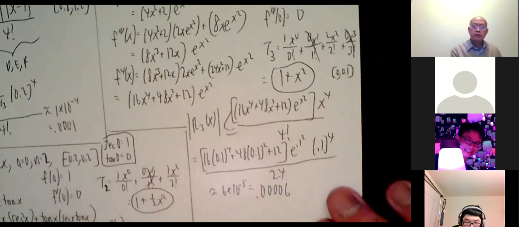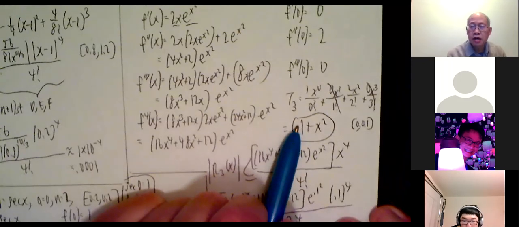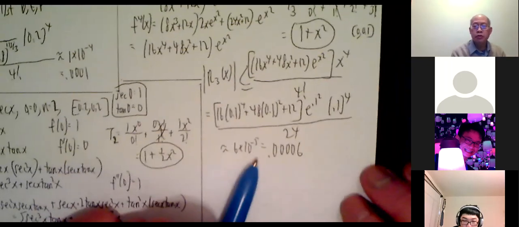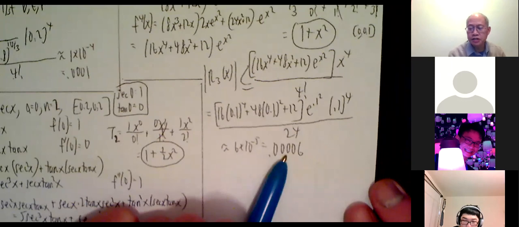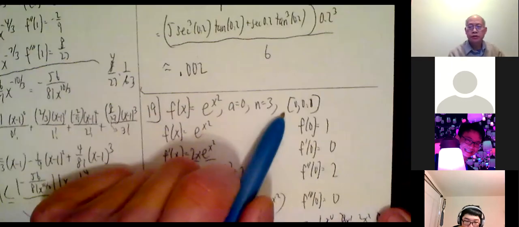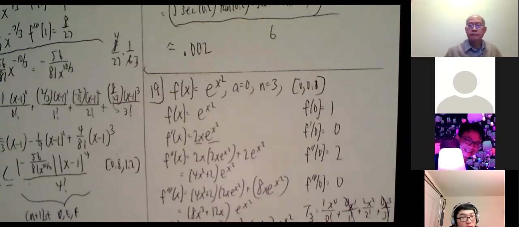All right, so what does it mean? Instead of using this weird function e to the x squared, I replace it with a much nicer function, 1 plus x squared. Well, that's not fair. It's a different function. But the error is no more than 0.00006, which is pretty good. That's as long as you plug in a number between 0 and 0.1. That's what we're saying there. Okay.